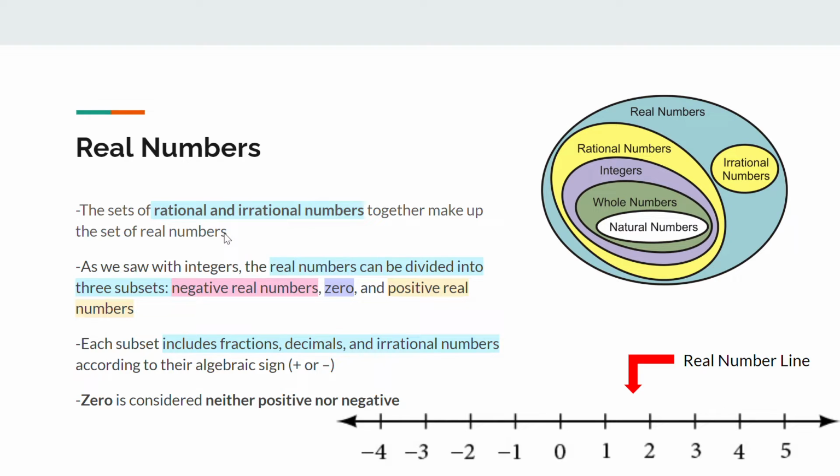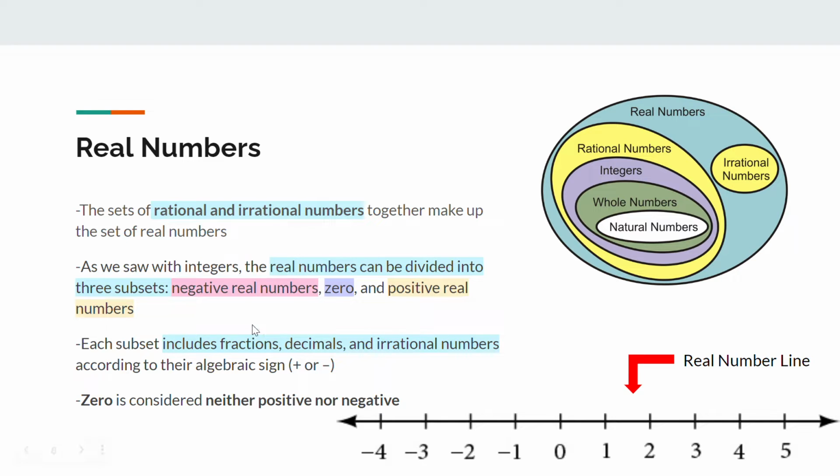As we saw with integers, the real numbers can be divided into three subsets: the negative real numbers, zero, and the positive real numbers. As you can see over here in the real number line, 0 is over here. Negative real numbers are any numbers that are less than 0, so basically everything starting from a tiny bit less than 0 to negative infinity.